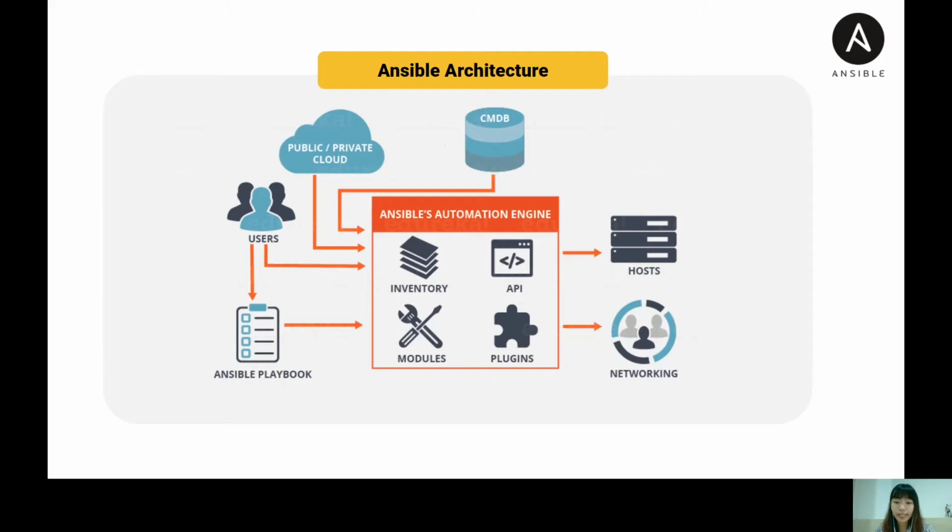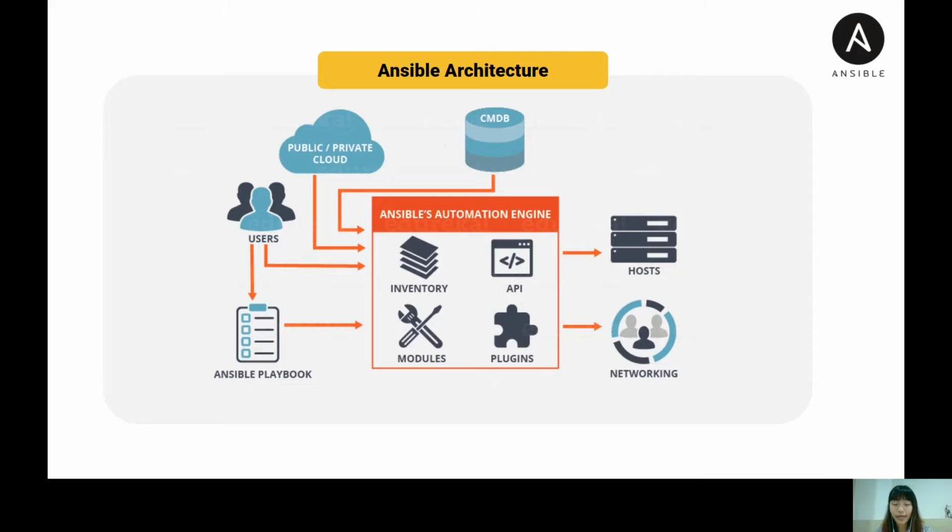First, inventory is a list of nodes or hosts having their IP addresses, databases, servers, and other information which need to be managed. Modules are the units of code that Ansible executes. Basically, a module is a collection of configuration code files.